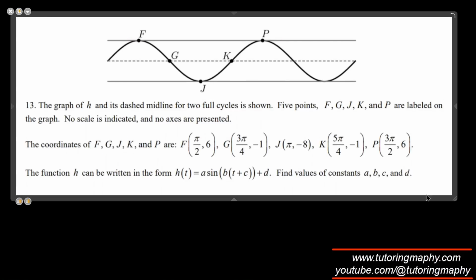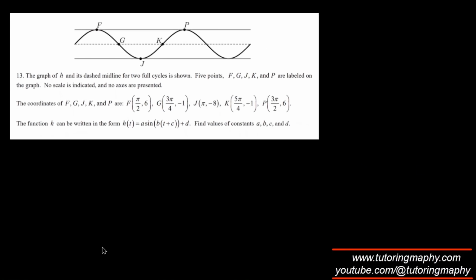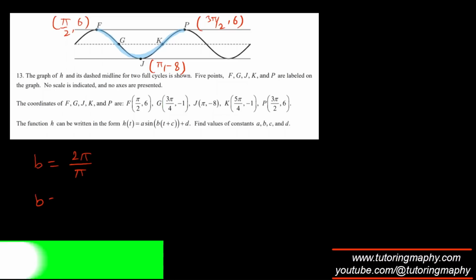Okay, all right. Again, I'm going to write the values of maximum, which is pi over 2 comma 6, minimum, which is pi comma negative 8, and here, which is 3 pi over 2 comma 6. So the period is going to be clearly this one, which is pi over 2 to 3 pi over 2, which is just pi. So the value of b is 2 pi over pi, which is just 2.